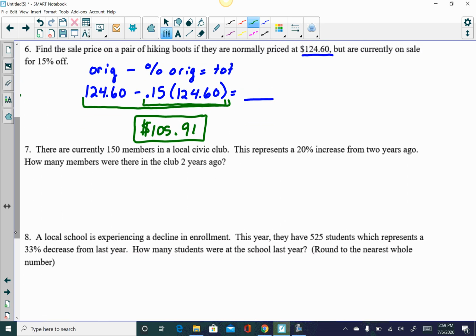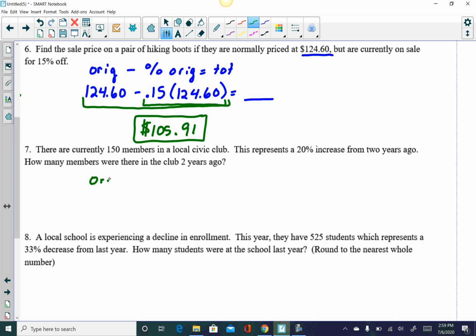Okay, now number 7 is the type of problem that generally really trips people up. Here it says that there are currently 150 members in a local civic club. This represents a 20% increase from 2 years ago. They want us to figure out, well, how many members were in the club 2 years ago? So what was the original amount in the club 2 years ago? We don't know what that was.